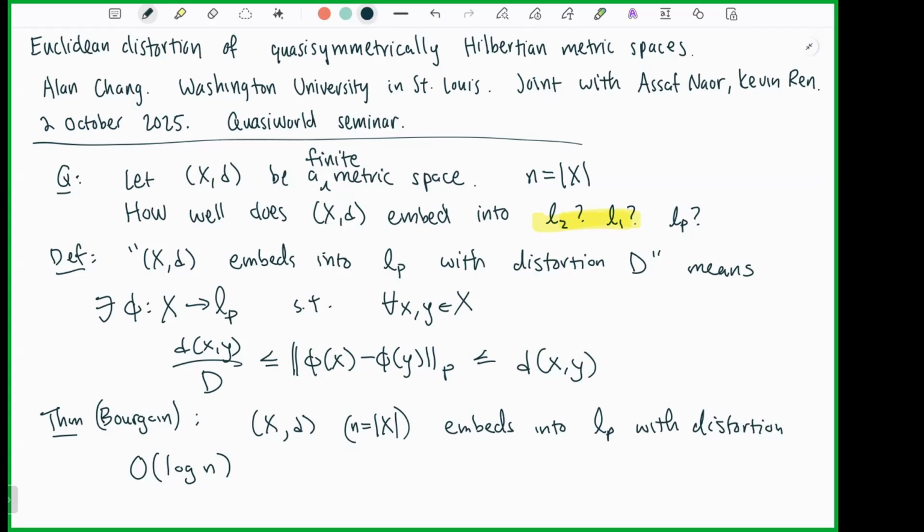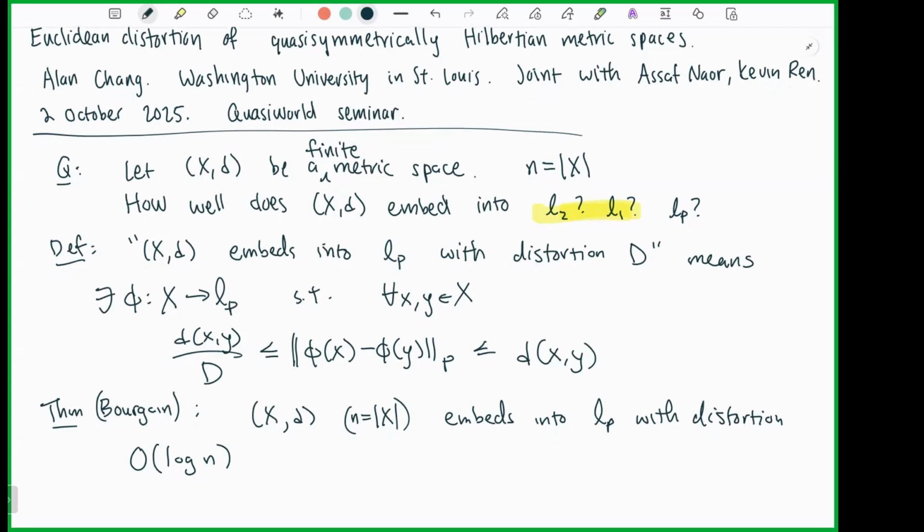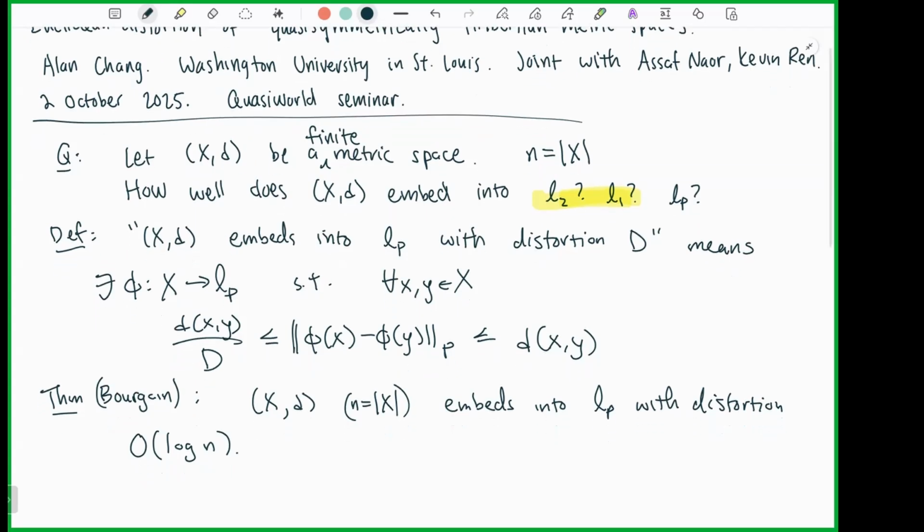You can say more about this too. I won't really mention dependence on p because we only care about p equals 1 and p equals 2. But if you're interested, as p goes to infinity, the constant actually gets smaller, because for p equals infinity you have the Kuratowski embedding, an isometric embedding in that case. But we care about L1 and L2, so very far from p equals infinity. So this is Bourgain's theorem.